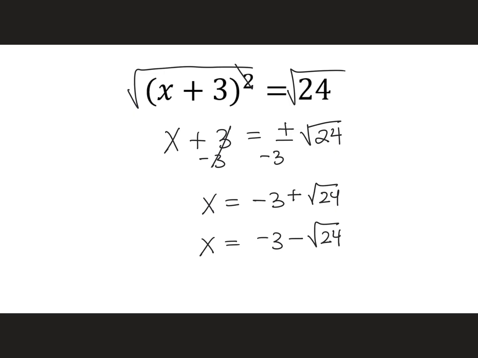This time when I do decimals, they are going to come out different because they're not equally distanced from 0. They're equally distanced from -3. So here are the decimals: 1.90 and -7.90. Now realize this is the first time where these two numbers are not opposites of each other.